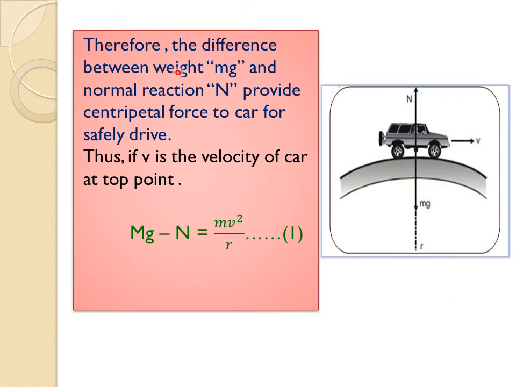Therefore, the difference between weight mg and normal reaction n provides the centripetal force to a car for safe driving. Thus, if v is the velocity of the car at point P, the top point, then mg minus n equals mv square upon r. Here mg means weight and n means normal reaction. Mg minus n, the difference between weight and normal reaction, provides the centripetal force, and the formula of centripetal force is mv square upon r. So this is equation number 1.